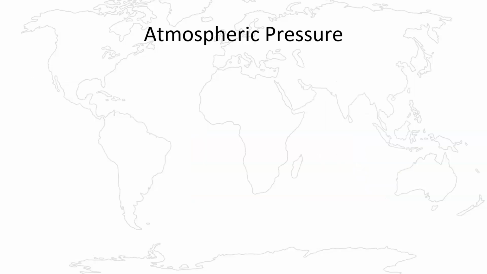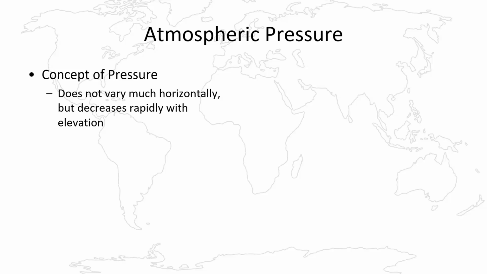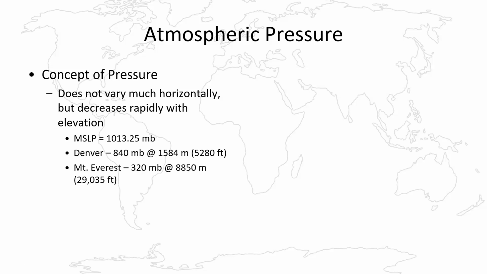Another thing that is important to know about pressure is that it does not vary much horizontally, but decreases rapidly with elevation. For example, mean sea level pressure, or the pressure if you were standing at the coast, is about 1,013.25 millibars. In Denver, the mile-high city, approximately 5,280 feet up, pressure is only 840 millibars. By the time you get to really high elevations, such as the top of Mount Everest, which is 29,035 feet, the pressure is only 320 millibars.